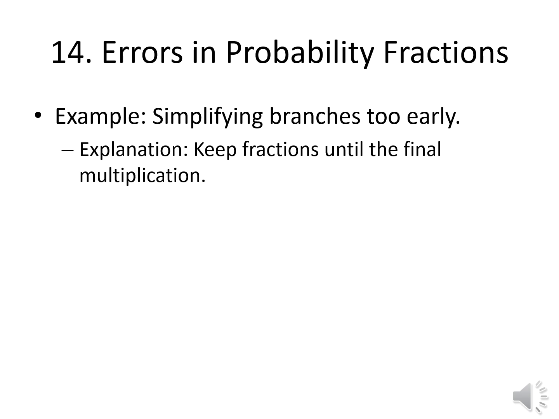Probability fractions. Example: simplifying branches too early. That's wrong. Keep fractions until the final multiplication. The final answer is where you can simplify, but remember, in probability we normally allow unsimplified answers or simplified ones. So if you leave your final answer in unsimplified form, we will still mark it correct. If you simplify it, we will mark it correct, but avoid simplifying the fractions at the early stage on the branches.